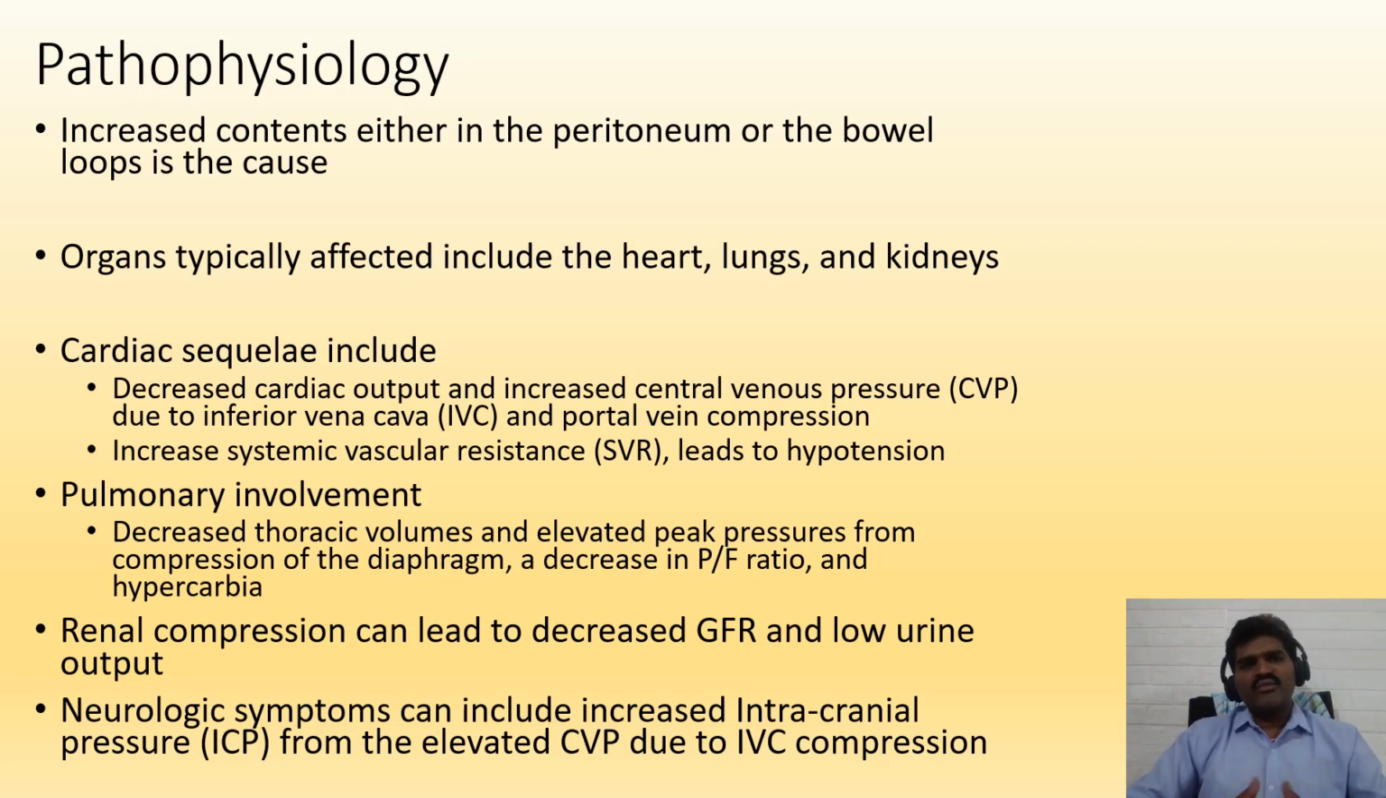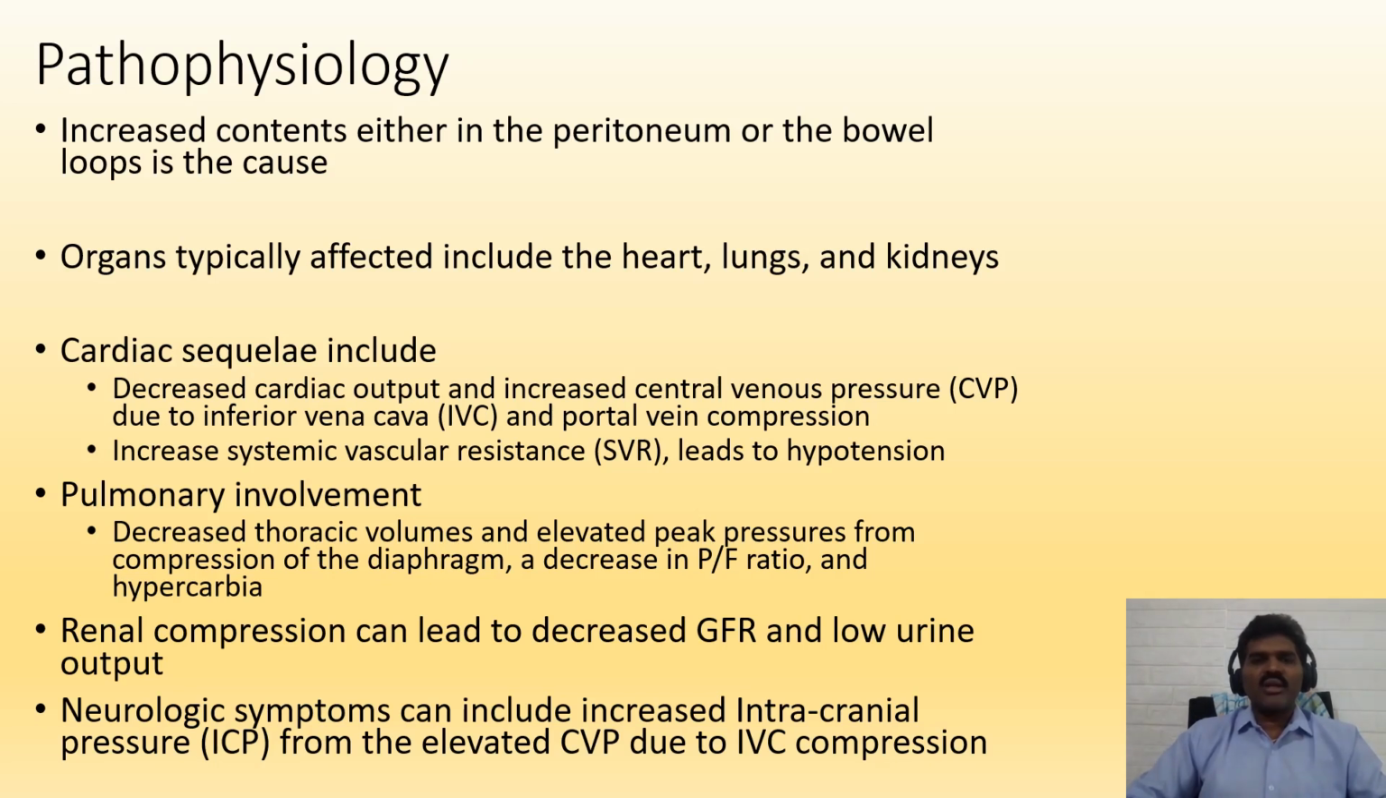Let's have a look at the pathophysiology. As I told earlier, increased contents either in the peritoneum or within the bowel loops is the most common cause of abdominal compartment syndrome. Organs typically affected include the heart, lungs, and the kidneys. The cardiac sequelae are because of decreased cardiac output and increased central venous pressure as a result of pressure on the inferior vena cava, which reduces venous return.